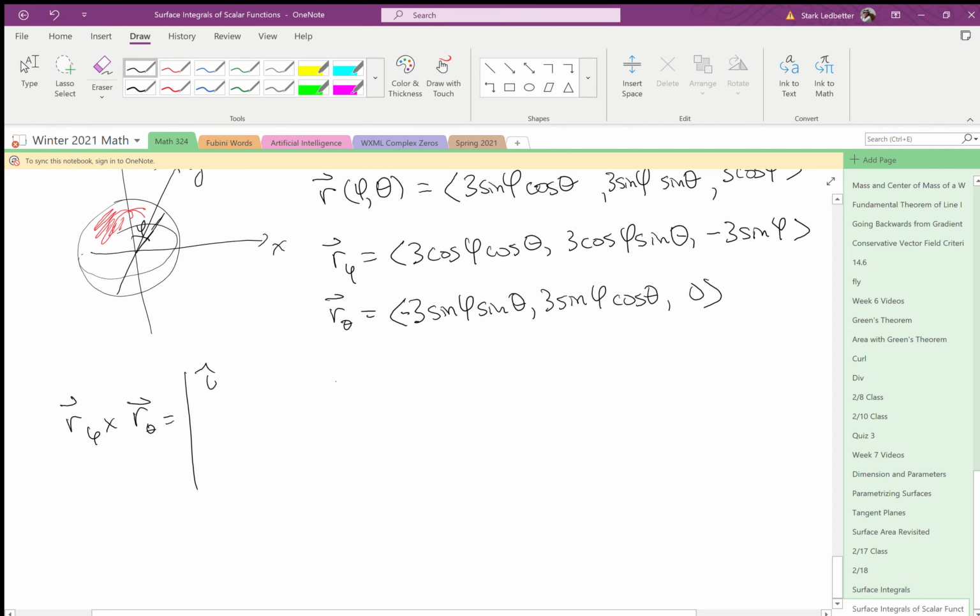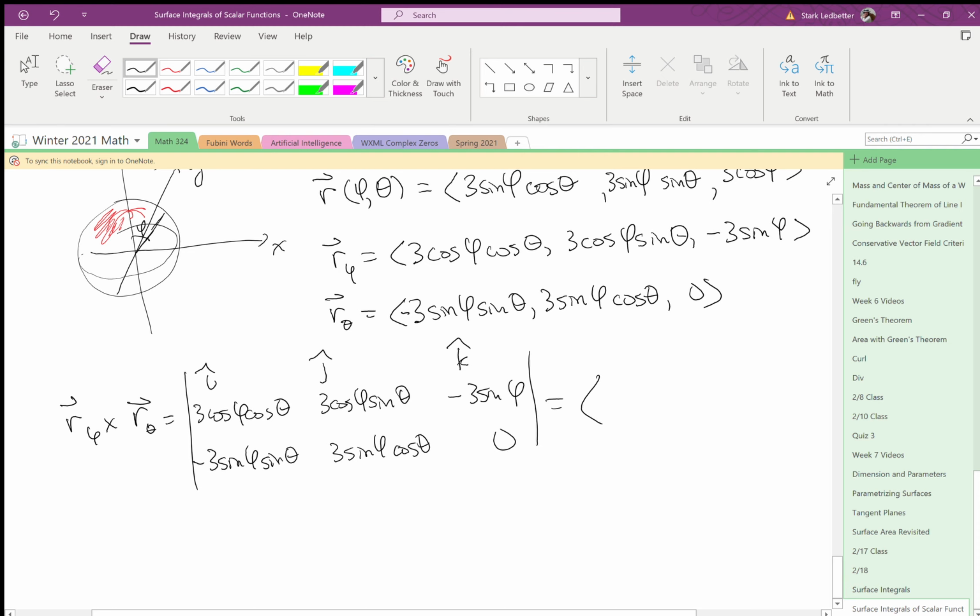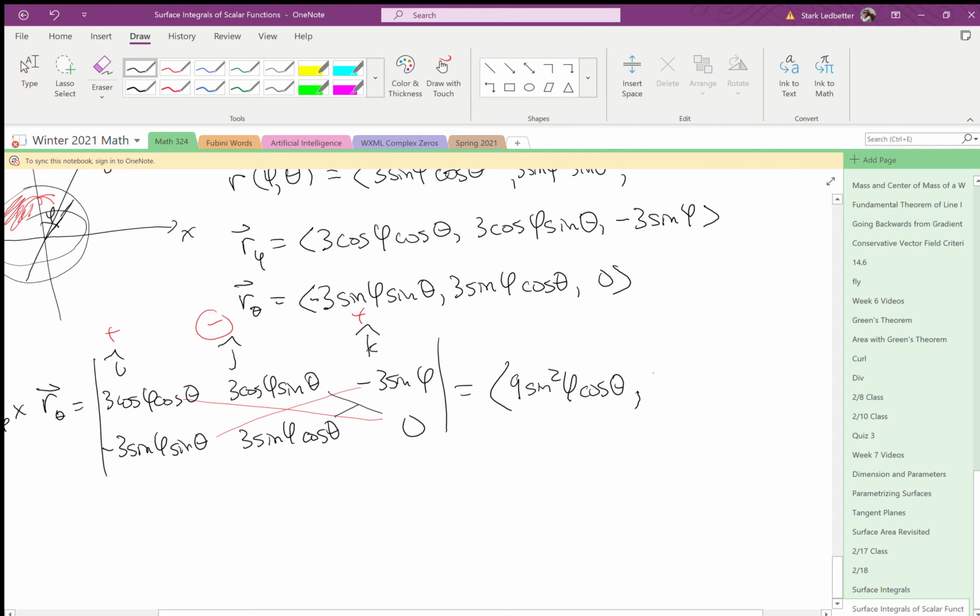It's okay. Let's just make sure we do that. 3 cosine phi sine theta, negative 3 sine phi, and then negative 3 sine phi sine theta, 3 sine phi cosine theta, 0, right? Okay. Let's see what this is. This is 0 minus a negative, so positive 9 sine squared phi cosine theta, comma. And there's this plus minus plus here. So that's a minus, and then the 0, minus, minus, minus, minus. So for a total of positive, actually, in the y-coordinate, 9 sine squared phi sine theta.